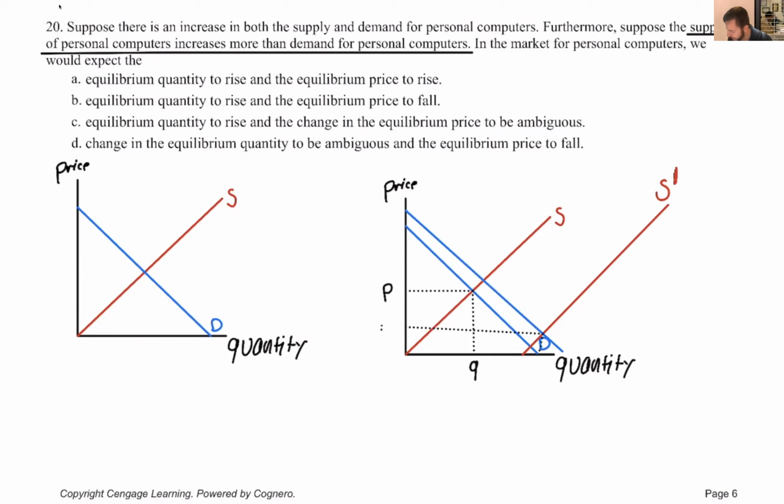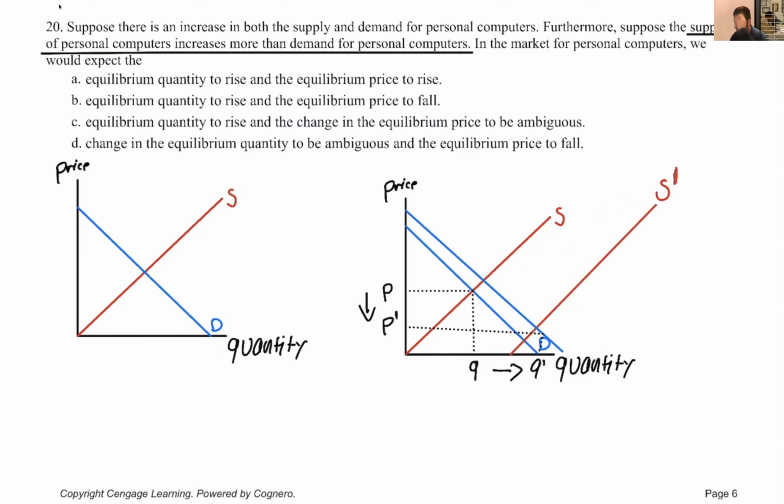So do you see how price decreased and quantity demanded increased. However, if we were to say supply increased less than demand, just to demonstrate, they didn't ask that, then you would still have the quantity increasing, but then the price would actually go up. So that just shows you.